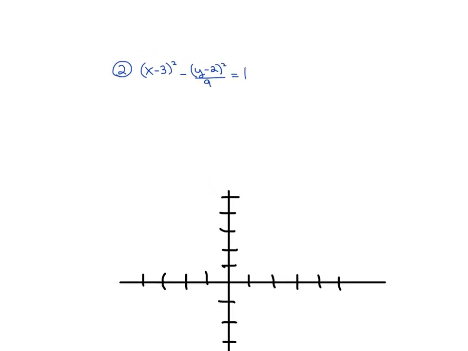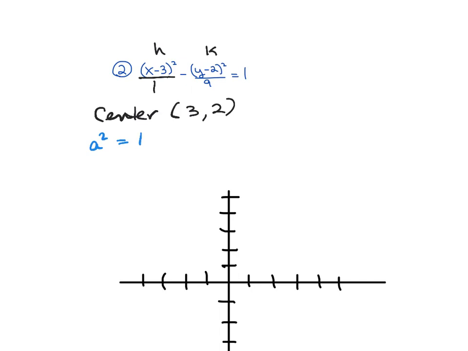Now, notice this one doesn't have a denominator. So I'm going to put a 1 there because I need an a² value. So let's go ahead and pull the center point out. So again, this is H, this is K. So my center is at 3, 2. My a² is that 1 that I put there.